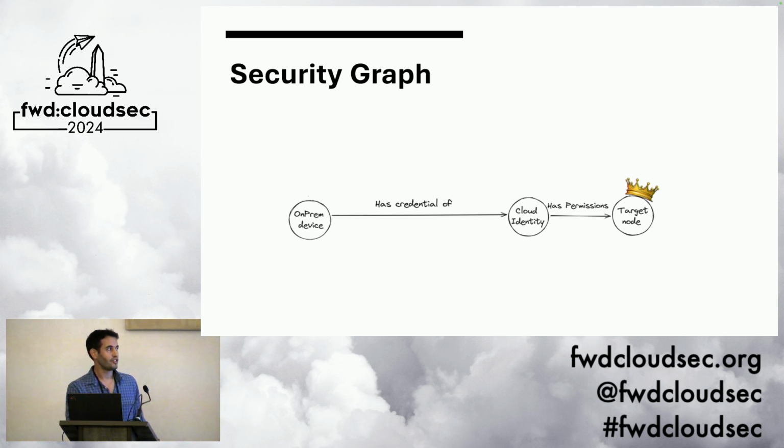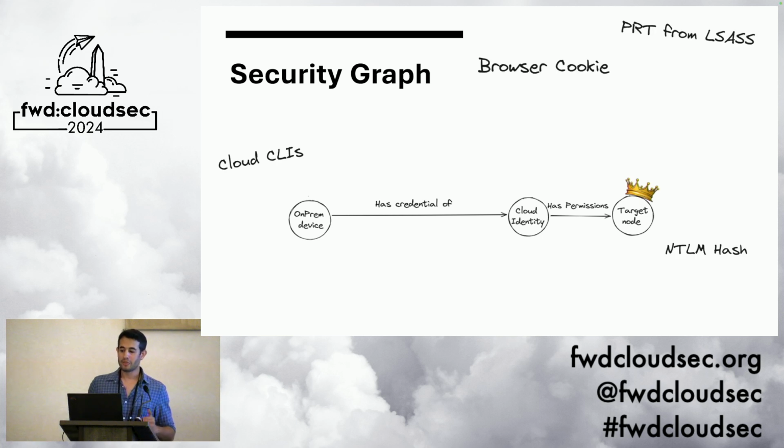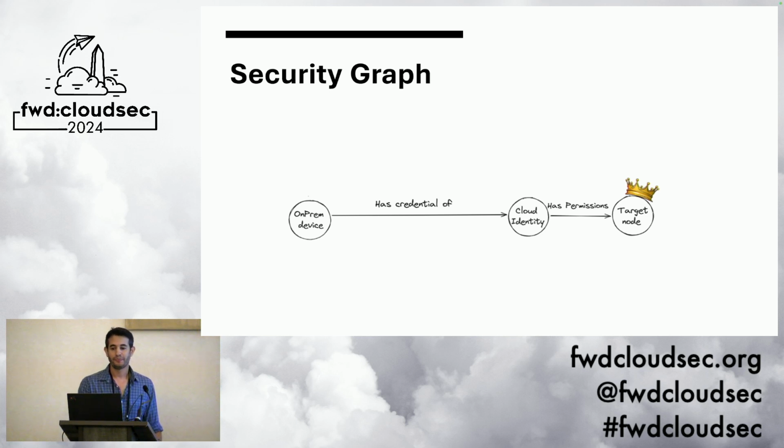What about this modeling suggestion? It simplifies the previous approach, and we can use it by saying that the on-prem device has credentials of an identity. This modeling supports loading other credential types that aren't extracted from the browser, right? From PRT, the primary refresh token, from LSASS, cloud CLI credentials that can be found on disk, and NTLM hashes.